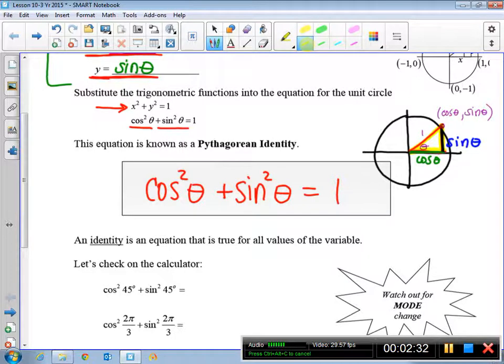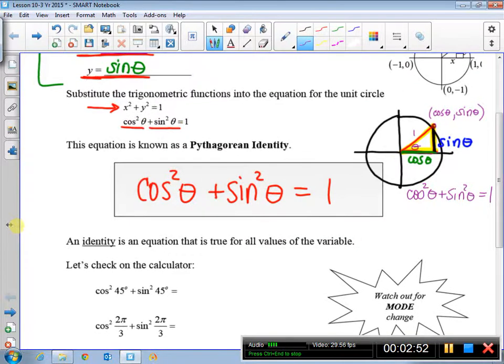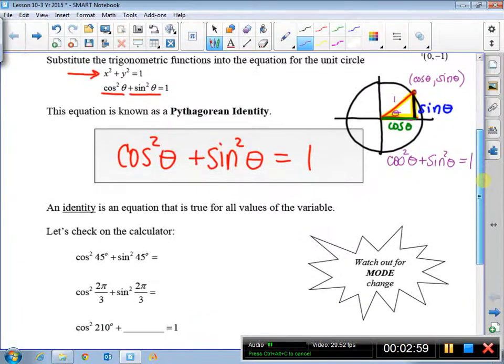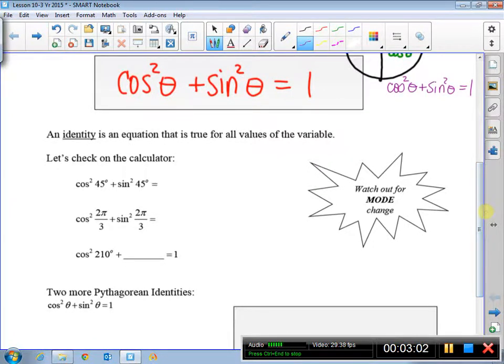and if we apply a squared plus b squared equals c squared, then we have cosine squared theta plus sine squared theta equals 1. So we can think about that in a couple of different ways. We'll use this identity to do some problems a little farther down, but let's check the identity out.